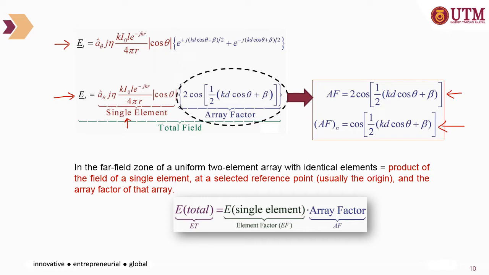So in the far field zone, we assume that the two elements are uniform and excited by an isotropic source. We are also assuming that the elements are identical to each other. So we can use this basic equation: the total field equals the element factor, or the single element field, multiplied by the array factor.